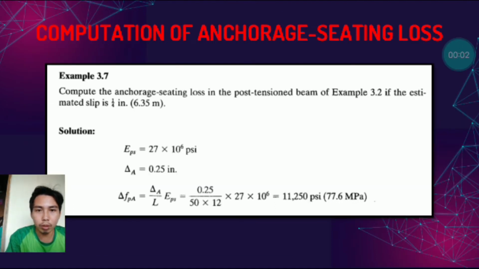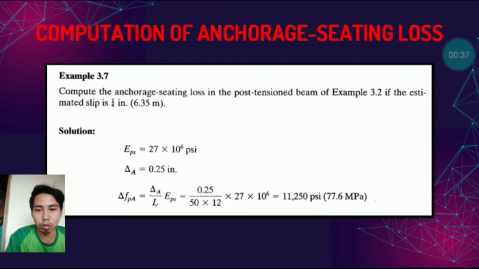Next, let us solve for our final sample problem relating to loss of prestress due to anchorage setting. According to the problem, compute the anchorage setting loss in the post-tension beam of the first problem if the estimated slip is 1/4 inch. From the first problem, the modulus of elasticity of the prestressing strand is 27 times 10 raised to 6 psi, and the given estimated slip is 1/4 inch or 0.25 inch, and the length of the beam is 50 feet.